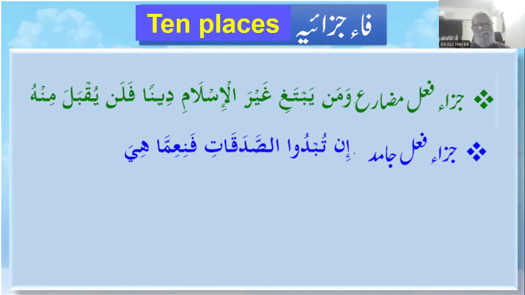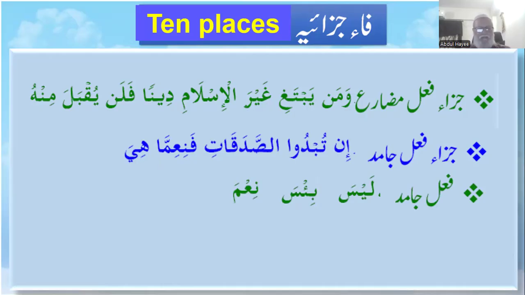Just like in tubdu sadaqati fa ni'ma hiya. Ni'ma is a fi'l jamid. When it is coming, we use fa. So examples of fi'l jamid are laisa, bi'sa, and ni'ma. These three fi'l are called fi'l jamid, such fi'l from which the other forms do not come.